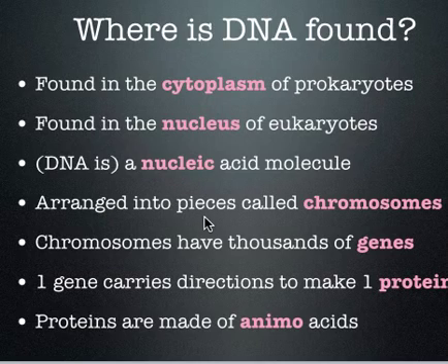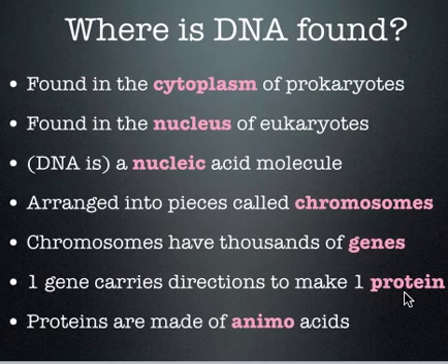DNA is arranged into pieces called chromosomes. And we've done this one already too. Chromosomes each have thousands and thousands of genes on them. So one chromosome may have 5,000 genes on it. One gene carries the directions to make one protein. And we know from the last test that proteins are made up of amino acids.